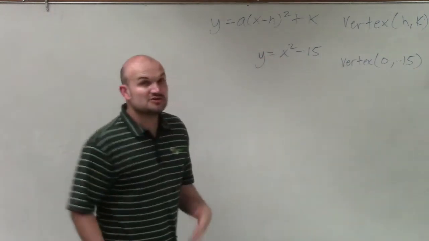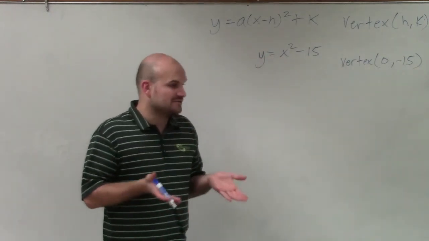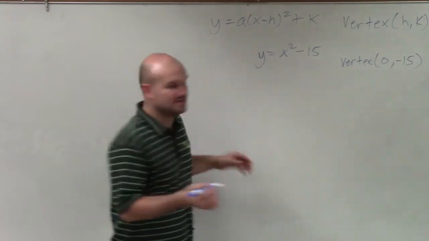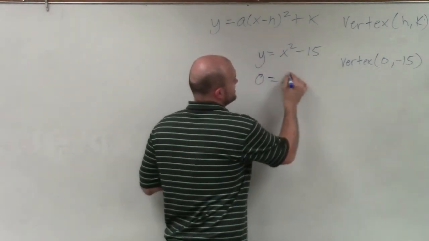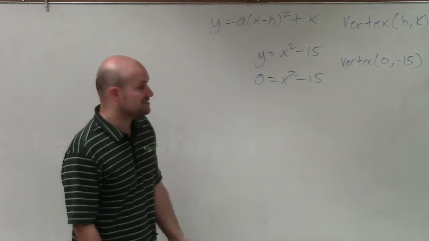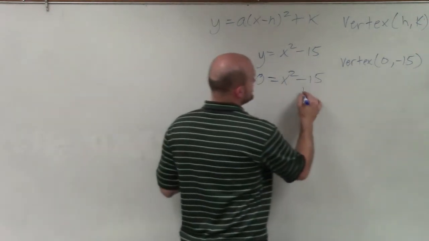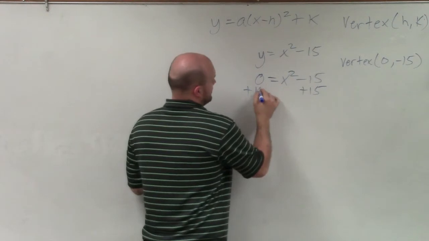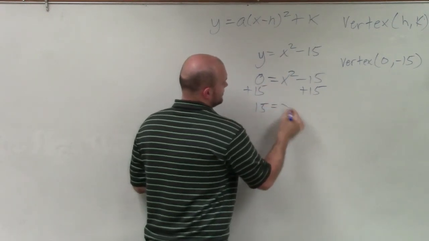Next thing, though, we need to solve. We need to find the x values when y is equal to 0. So I'm going to plug a 0 in for y, and that's going to equal x squared minus 15. Now what I simply need to do is solve for x. So I'm going to use my inverse operations and add 15 to both sides. So I have 15 equals x squared.